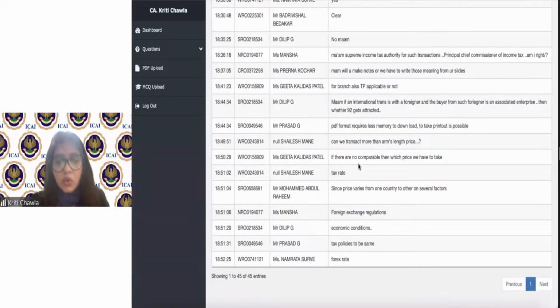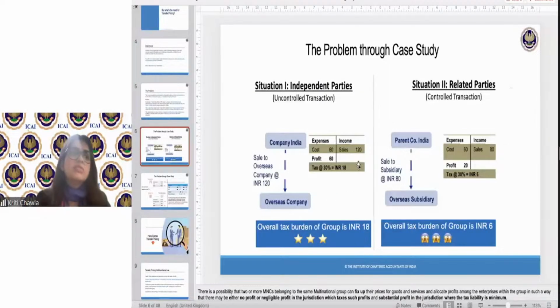So there was a question out here. Can we transact at more than arm's length price? Well, you can transact at more than arm's length price, but you'll have to make sure that as long as a fair share of taxes is given, it's absolutely fine. We will be discussing what happens when 2 parties transact at more than arm's length price. What is the tax situation there? And this is where we'll discuss examples using case studies and using numbers. But for now, the answer is yes, you can transact at more than arm's length price.